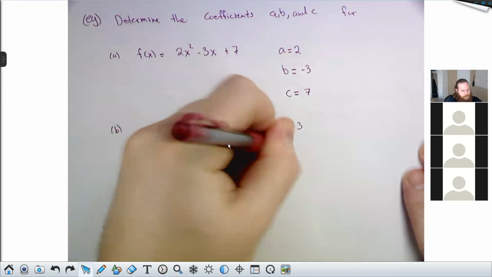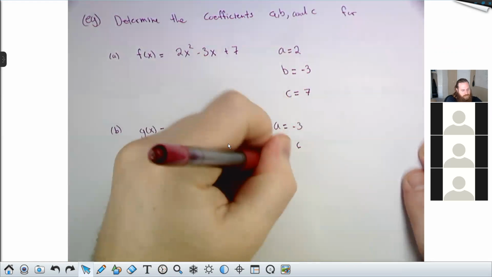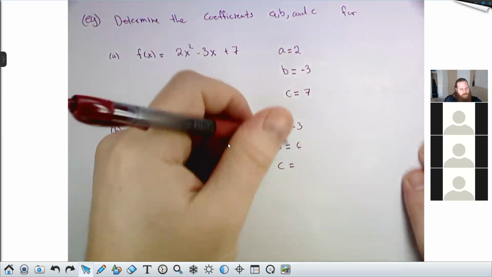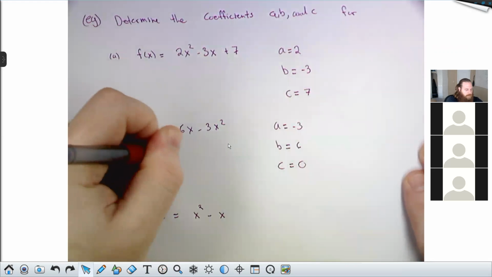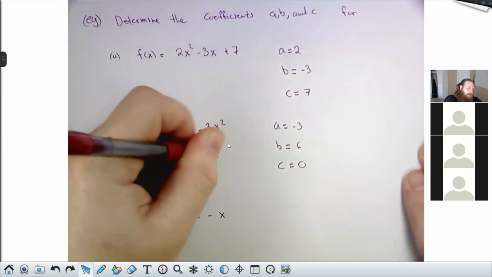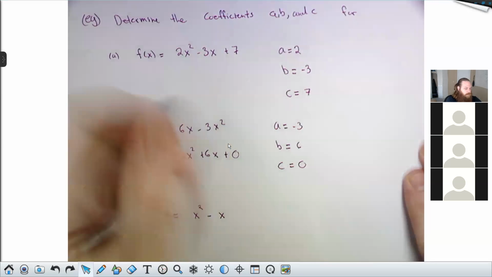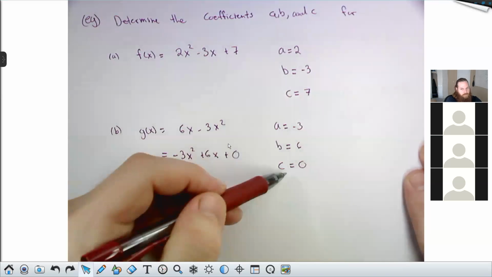What about b? Good, yeah, Mark's got it. b here is going to be 6. And c is 0. And it might be useful to rewrite this guy as -3x squared plus 6x plus 0 to really convince yourself that this is the same as this and that these numbers are correct.